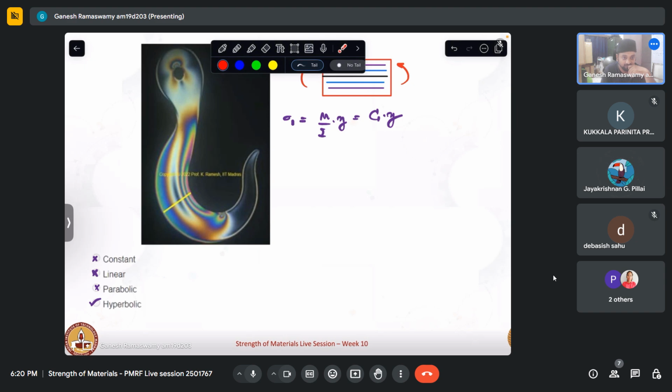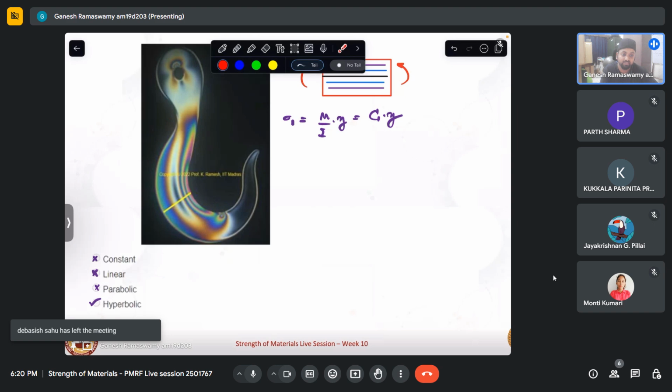Actually, this is getting bent like this presently. If I were to bend it this way, maybe value-wise there could be differences, but in principle the variation should still be hyperbolic.